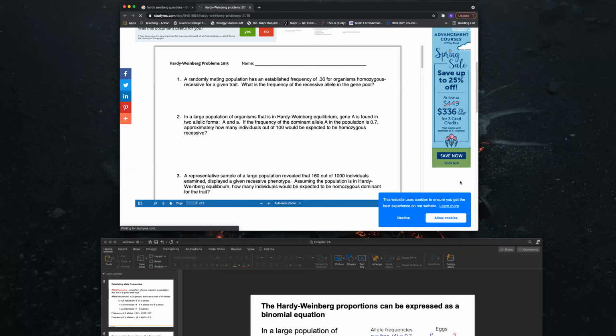A randomly mating population has an established frequency of 0.36 for organisms homozygous recessive for a given trait. So what would that be? Frequency? That's P squared. Close? Q squared. Good. What is the frequency of the recessive allele in the gene pool? What would that be?